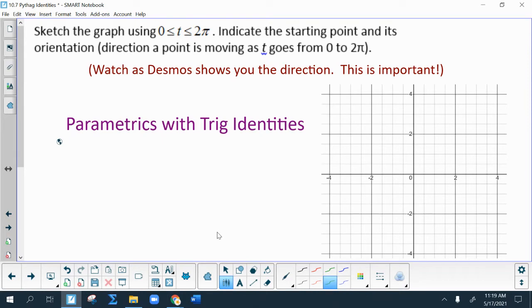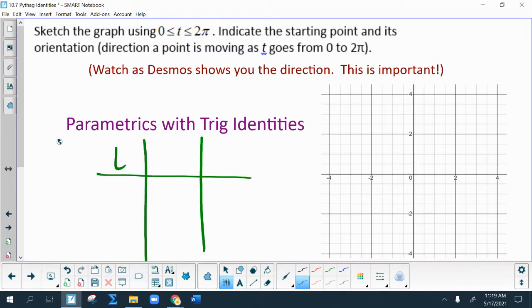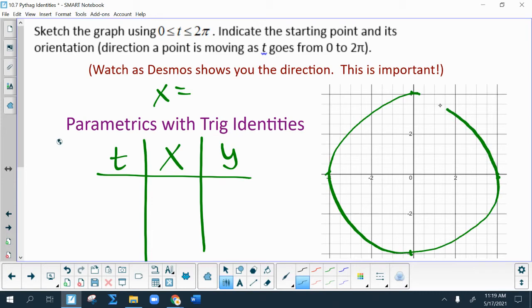So in our world, we would just do a table of values, right? So you've got t, although I guess this is in terms of theta, right? Doesn't matter, t, theta, whatever. And you've got x and y. Now we know this is a circle with a radius of 4, right? So if I were to just graph this out, it would be some circle, okay? But what we want to know is where does it start, what direction does it go, and where does it end?